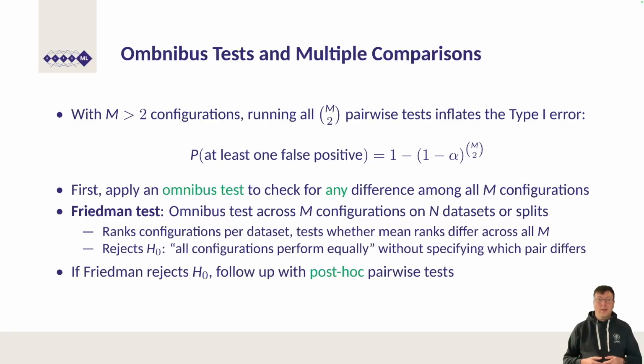The probability of at least one false positive across all tests is given by this formula on the slide, which grows rapidly with m. For m equals 10 and an alpha of 0.05, this is already above 90%.